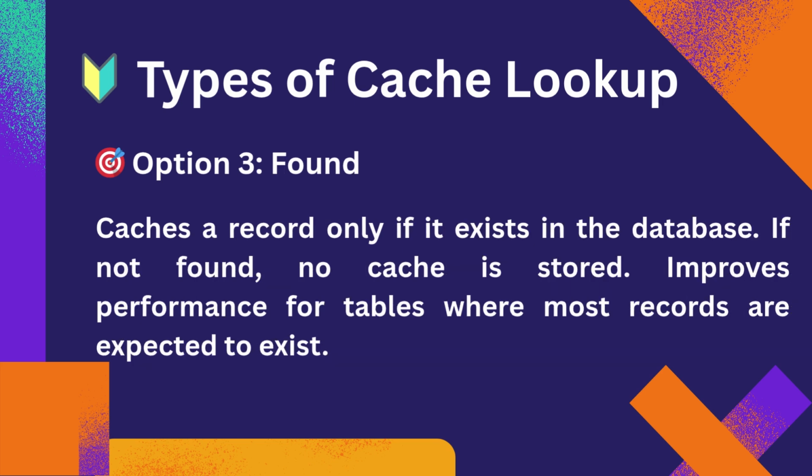This caches only records that are found in the database. So, if Dynamics finds a record, it stores it in memory, and next time, it retrieves it faster. Useful when most queries will return valid results.